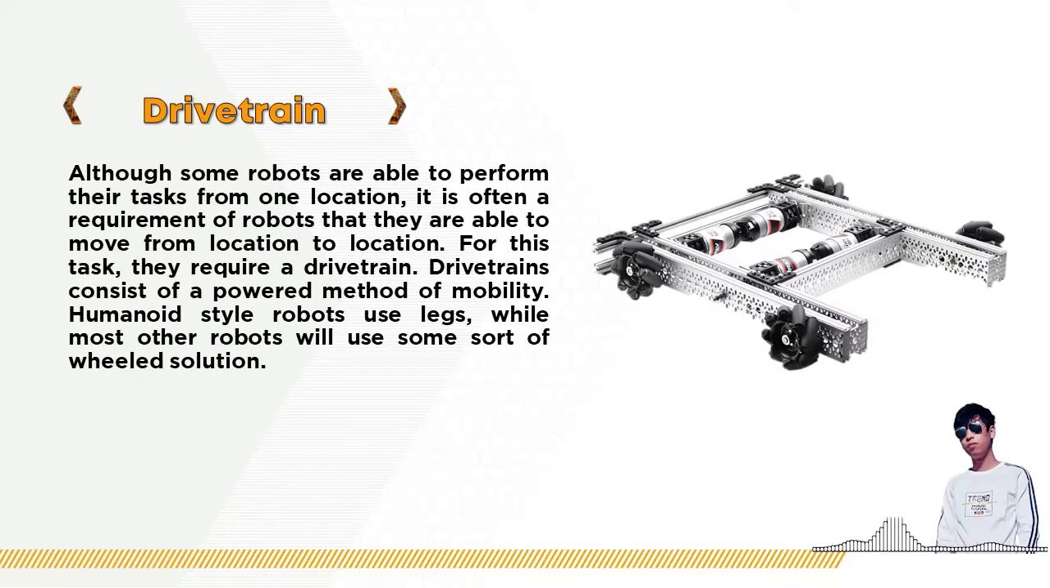Lastly, it is the drivetrain. Although some robots are able to perform their tasks from one location, it is often a requirement of robots that they are able to move from location to location. For this task, they require a drivetrain. Drivetrains consist of a power method of mobility. Humanoid-style robots use legs, while most other robots will use some sort of wheeled solution.